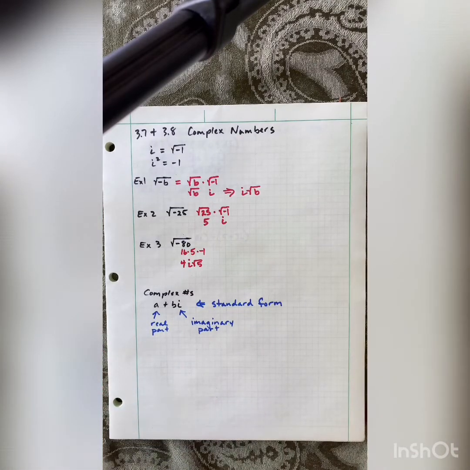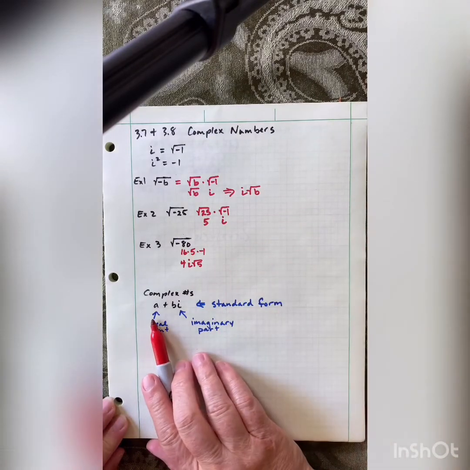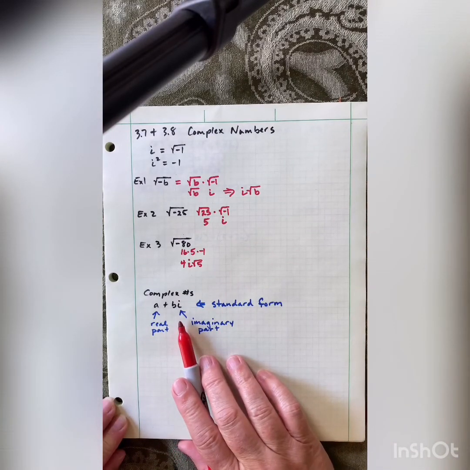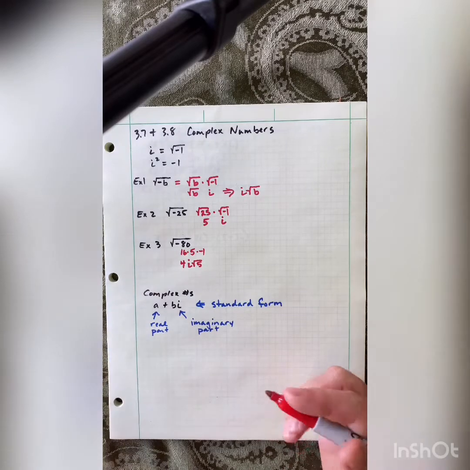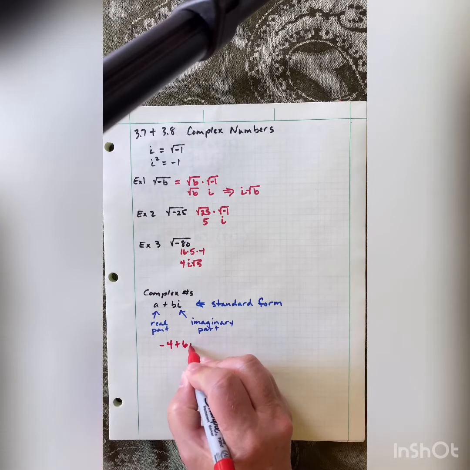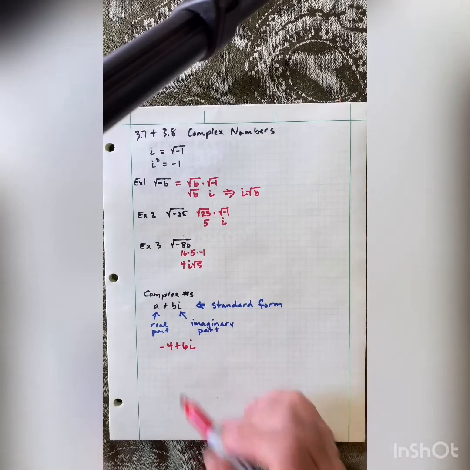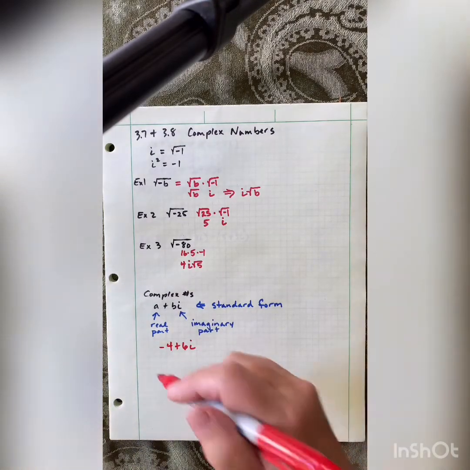All right, these numbers are complex numbers, and they are based on multiples of i times real numbers. A complex number is any number that can be put into the form of a plus bi. This is standard form. We always put our real part first and our imaginary part behind it. So if I had something that looked like -4 plus 6i, this is my real part, this is my imaginary part, okay? So you need to keep in mind real part first, imaginary part behind it.